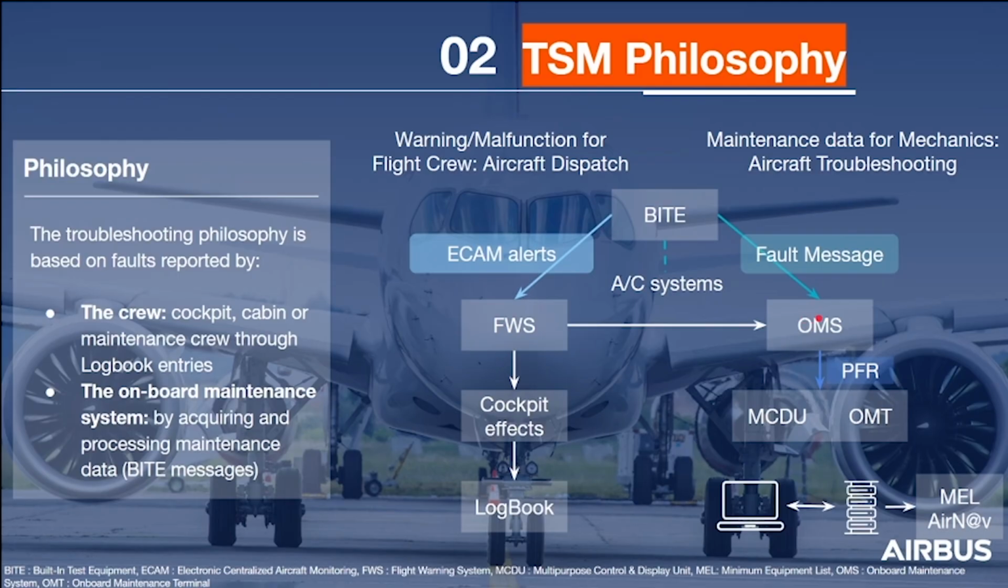A340. This fault will then be posted under the PFR, and the maintenance team can check this fault using the MCDU, the multipurpose control display unit, or the onboard maintenance terminal, depending on the program. On the cockpit side, the cockpit crew will then record this fault under the logbook. For sure, all the effects observed, even the non-monitored ones, also need to be logged under the logbook.